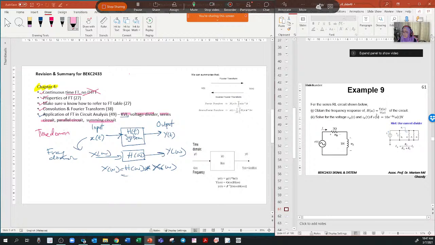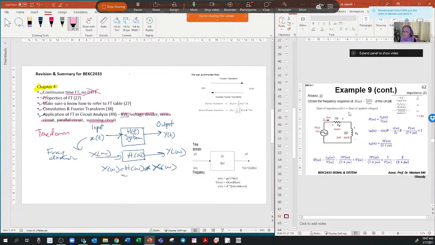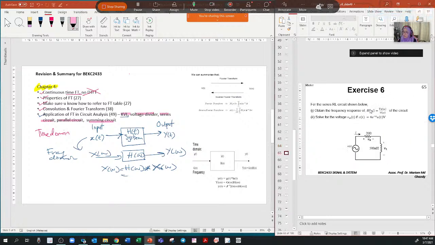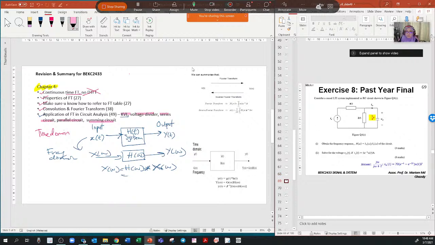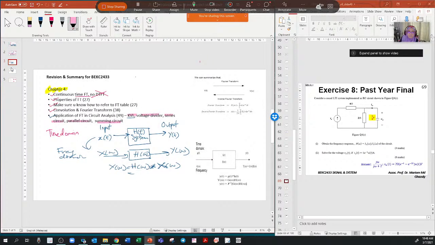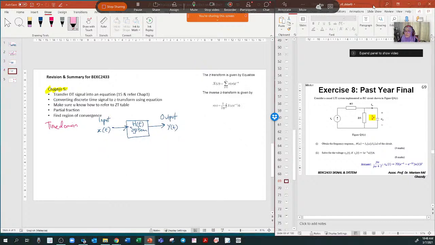We have given you a few examples. Example 9 shows how you get the equation if given IT. Example 10 also, and SSS 6 is the same thing. Even in past final exams, such examples are given. You have a circuit, find the frequency response and solve for the voltage V out. I'm sure you did that previously when I asked you to submit. That is chapter 4.